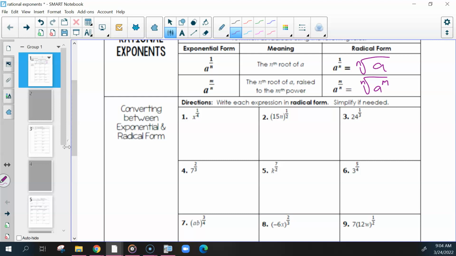So for number 1, we have x to the 1/4. How would we write that in radical form? The 4th root of x.